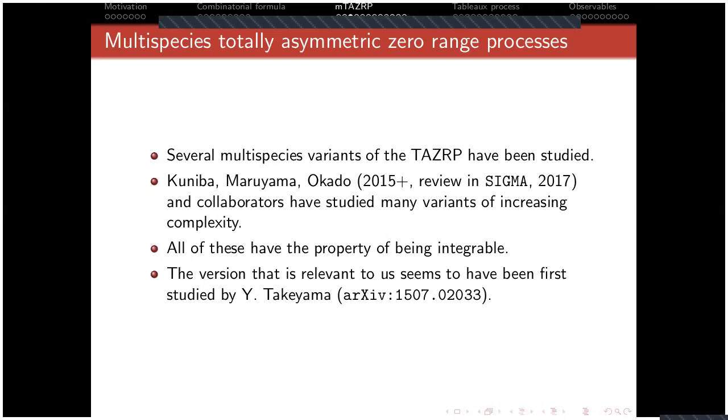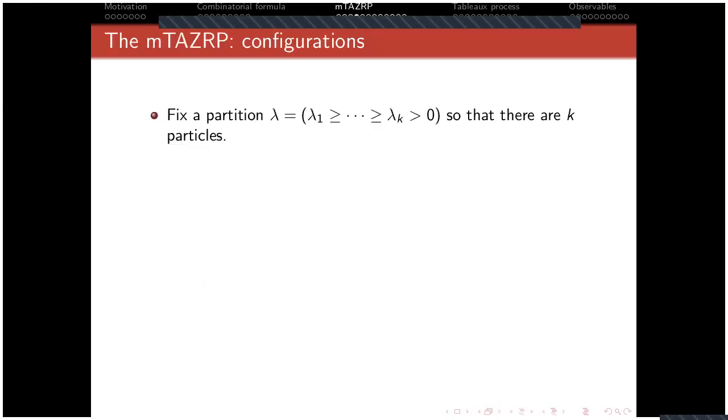We started working on this and we found a model, and then much later we discovered that this was already studied by Takayama in this arXiv paper. As far as we know, he has not published it. It's still not there. It's a nice paper, I don't know why it was not.